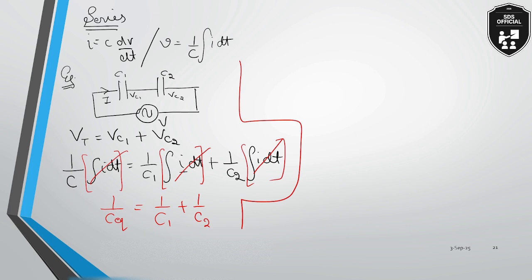So the expression can also be written as C equivalent is equal to C1 C2 by C1 plus C2. So in the previous cases for inductors and resistors, this was the expression for parallel combination. In this case, for the capacitors, this is the expression for series combination. You have to remember that. Okay, beta? Now, consider parallel combination.